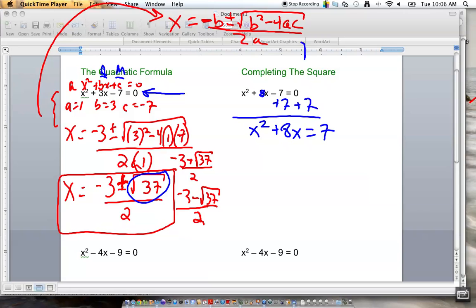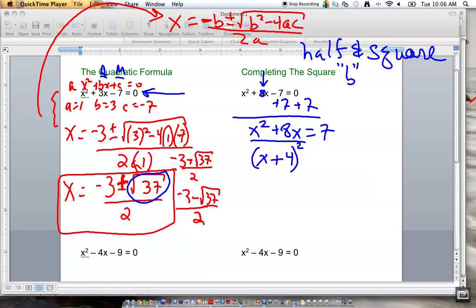And then the catchphrase for completing the square, I hope you remember it from class, is half and square. When I say half, I mean half of the b being the number in front of the x, in this case the 8. So half of 8 is 4, and then I'm going to make it x plus 4 squared. The problem is that x squared plus 8x does not equal x plus 4 squared. You need a plus 16 here.